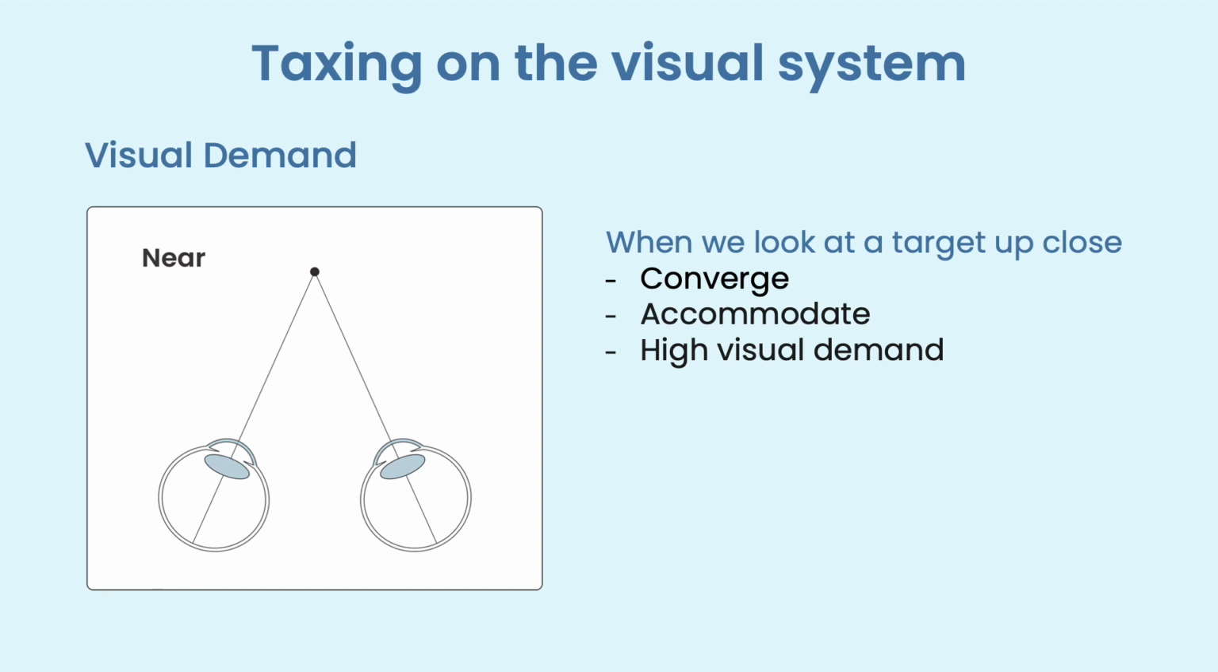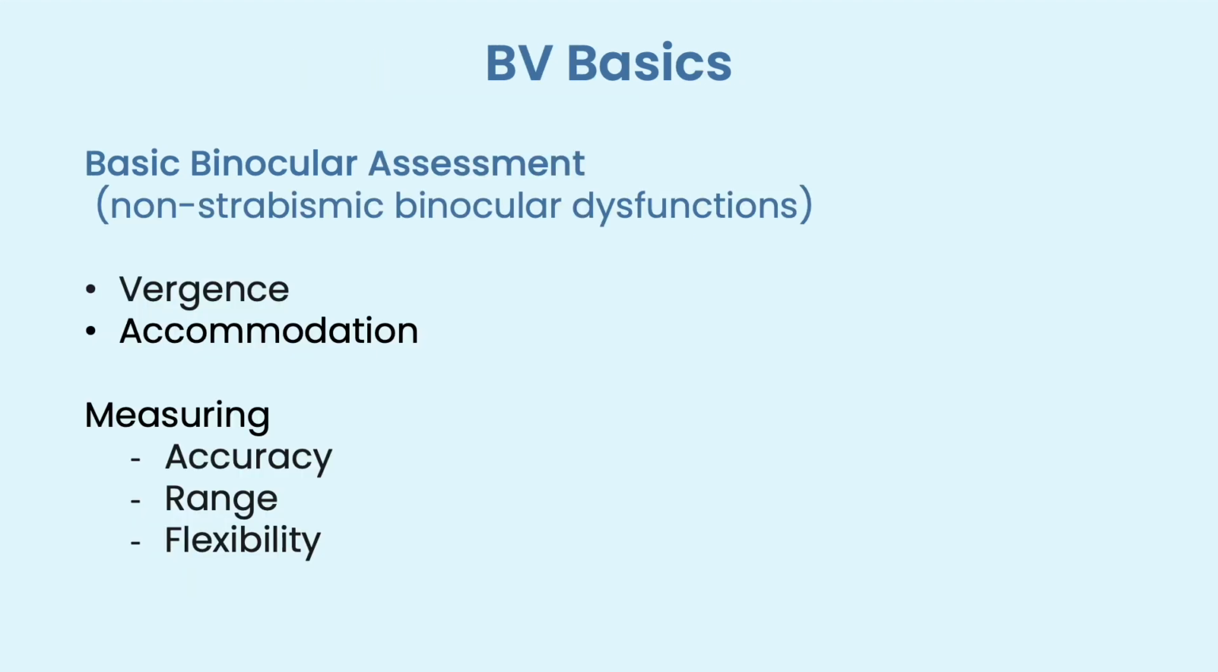Looking at a near target also requires more effort from the brain to point and focus the eyes correctly, to be able to fuse the two images from each eye into one single clear image with depth. We can measure the efficiency of a visual system and its muscles by doing a basic binocular vision assessment, where we assess the convergence and accommodation systems.